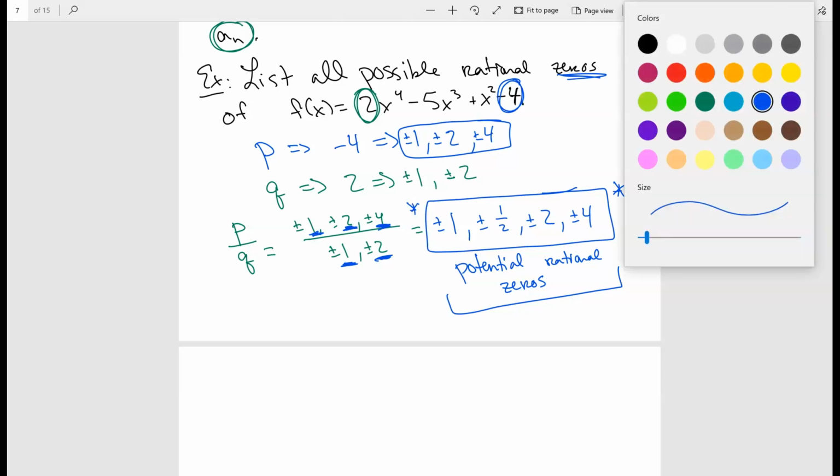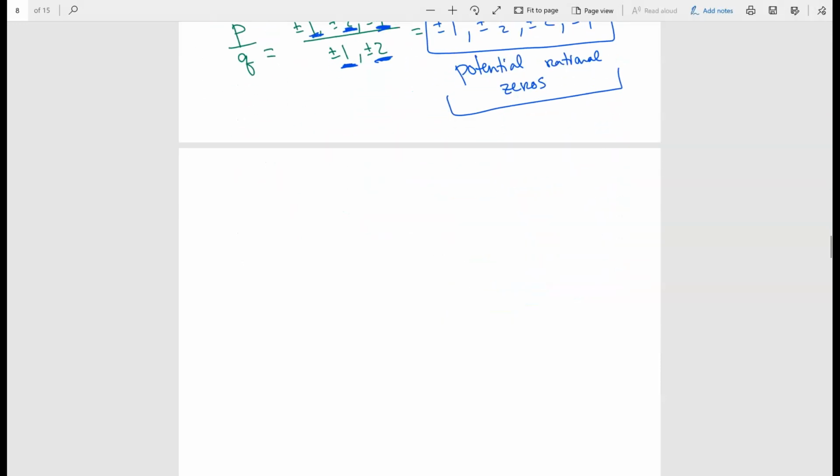So I'm going to do another problem. Same thing: f of x is equal to 2x cubed plus x squared minus 4x plus 1, and we want to find the rational zeros.